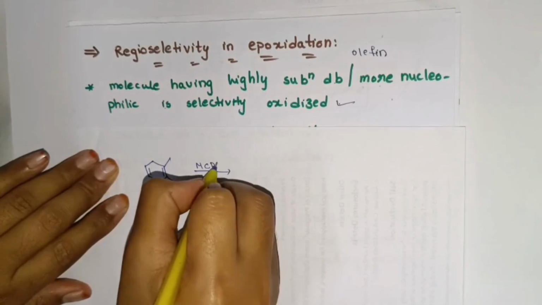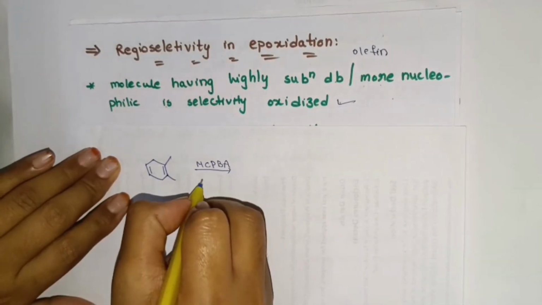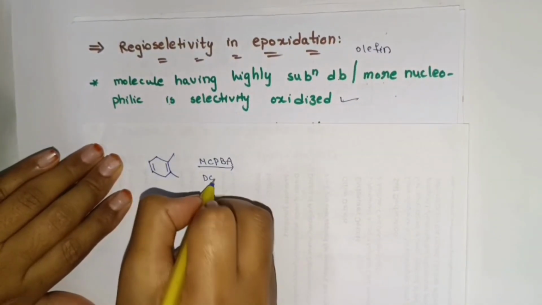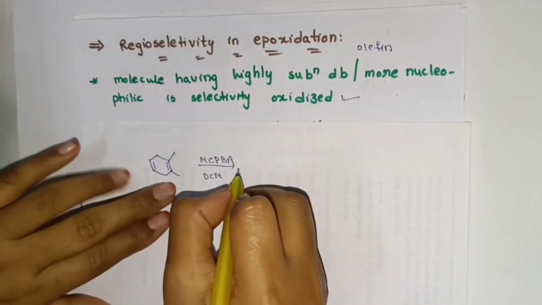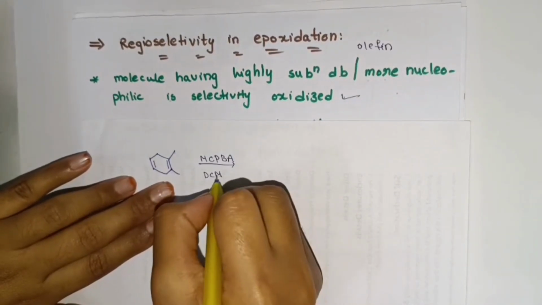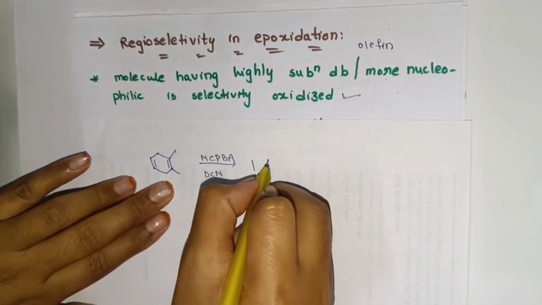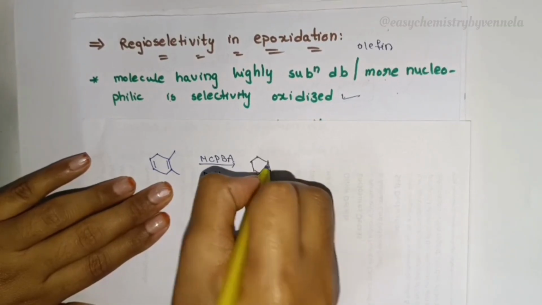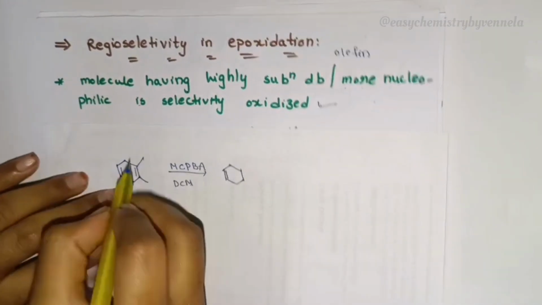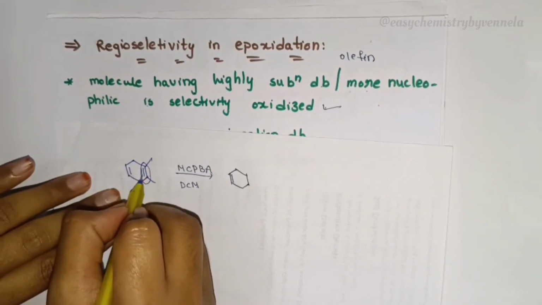Here the reagent is MCPBA, because it is low cost, very cheap, and soluble in solvents. Here the solvent is DCM. Here epoxidation takes place.